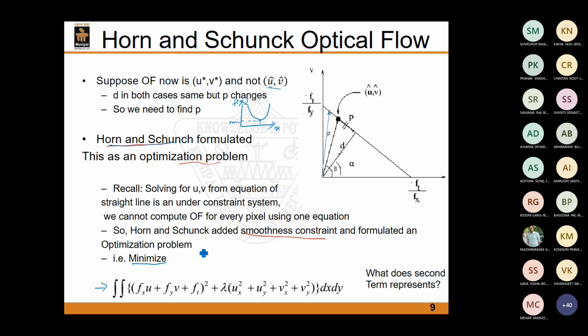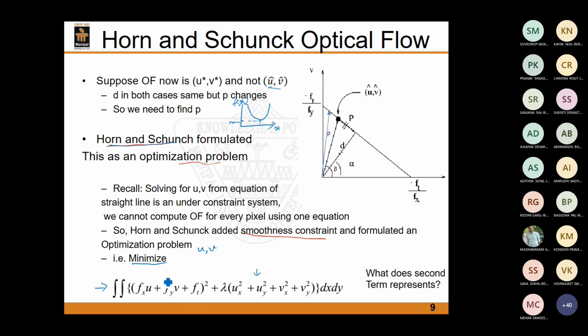The variables that you're trying to minimize, or the optimal solution of which you're going to find, are u and v. So we are asking what is the value of u and v for which this whole function gives me the least possible value, which is given by this minimum value, then that would be my optimal solution, right? And for this minimization problem, as I said earlier, they have added a smoothness constraint. This is the term which represents the smoothness constraint.